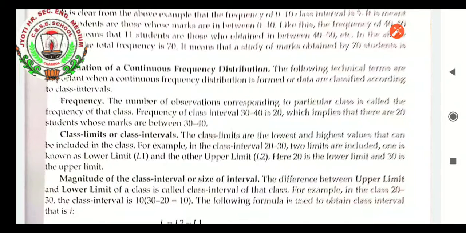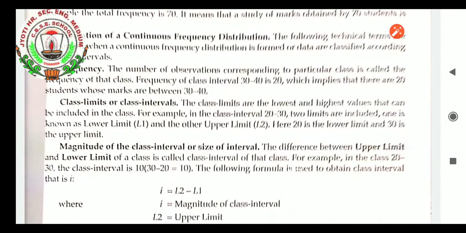For example, in the class interval of 20 to 30, two limits are included. One is known as the lower limit and one is the upper limit. The upper limit is the highest value in the class and the lower limit is the lowest value in the class. Here, in 20 to 30, 30 is the upper limit and 20 is the lower limit of the class.